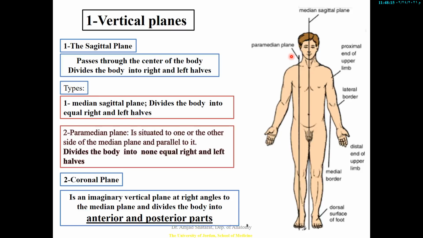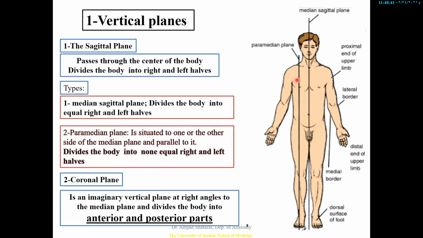But also you can take a sagittal plane not in the midline as it is here, but rather as it is in this section here. This is a sagittal plane, but it won't divide the body into two equal parts. We call this the paramedian plane. Right. So this is the first vertical.